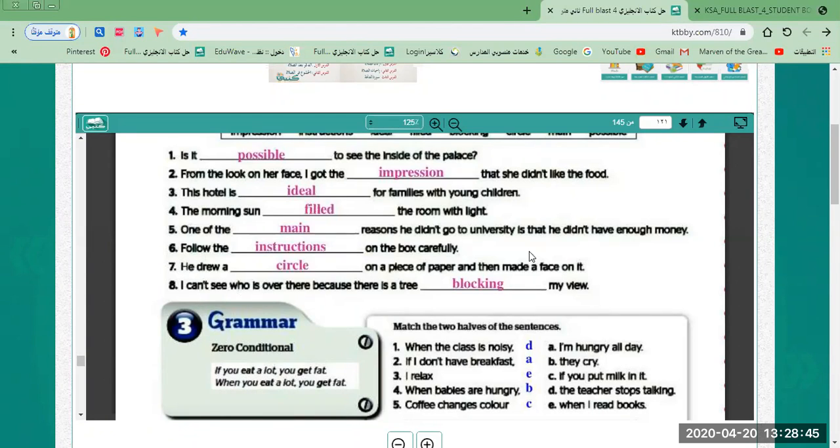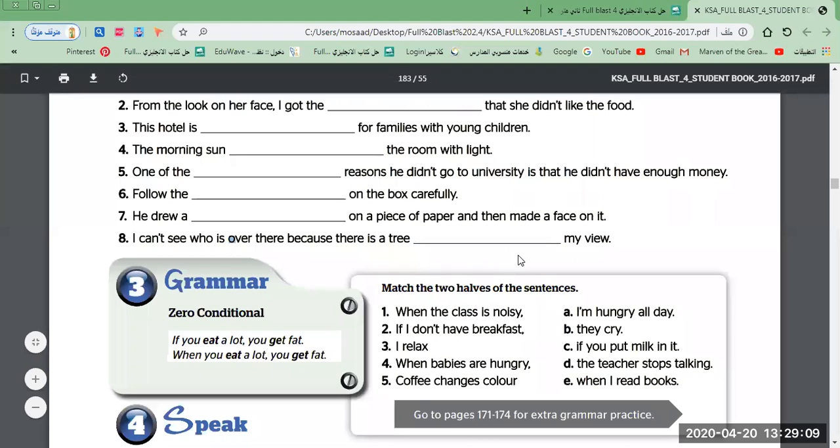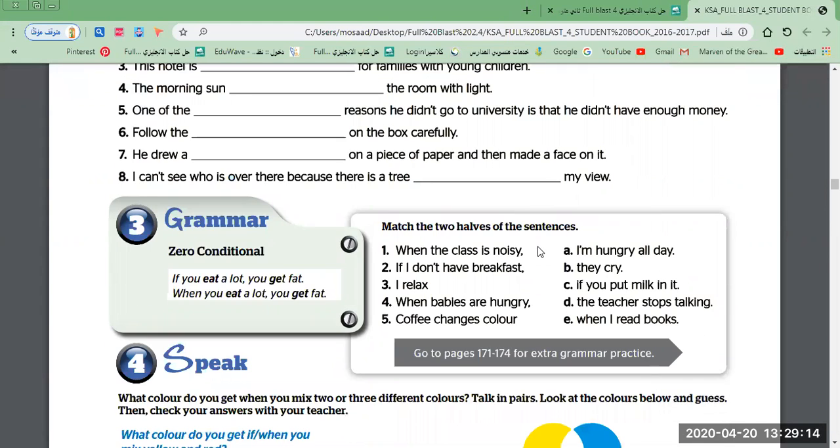Mr. Noor, can you read the last one? I cannot see where he is over there, because there is a tree blocking my view. Thank you. Because there is a tree blocking my view.